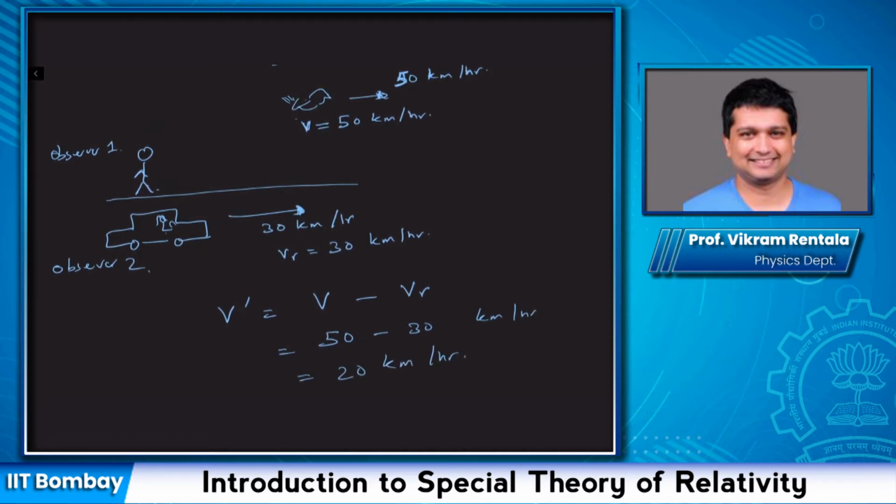This is not surprising. As you're moving to the right, the bird relative to you is not moving as fast. It's moving at only 20 kilometers per hour. So your friend would see the bird moving at only 20 kilometers per hour, whereas you see the bird moving at 50 kilometers per hour. The bird is doing exactly the same thing. You just have different ways of describing that physical situation.